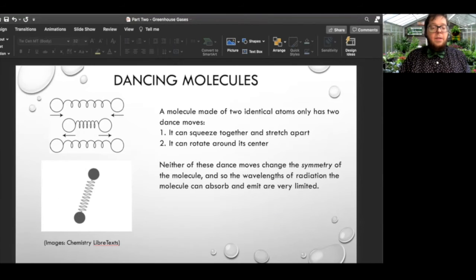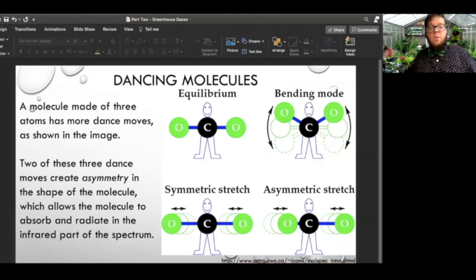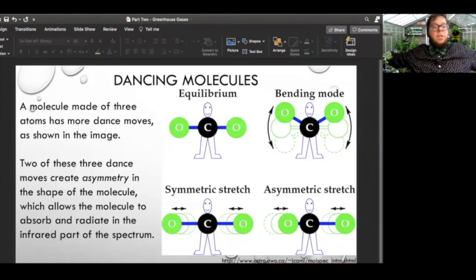But if we look at something that's got 3 atoms, like say carbon dioxide, well, it's got more dance moves. It can rotate just like the nitrogen. It can do the symmetrical dance, the stretching in and out just like the nitrogen, but it can also lift its arms up and down, right? And so if I'm lifting my arms up and down, there's an asymmetry to how the charge is moving. If the carbon is moving down and the oxygens are moving up, then maybe the positive charge is moving down while the negative charge is moving up, right? And so there's an asymmetry to the movement of the electric charges.